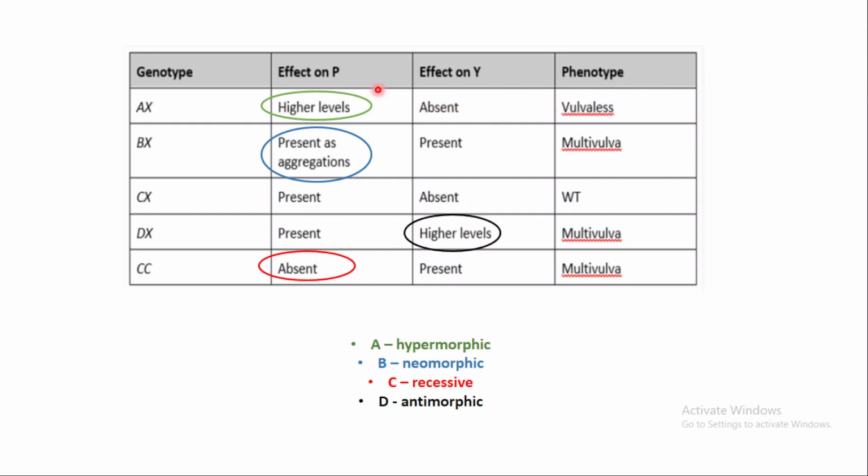Because we have higher levels of P, if you remember the relationship, gene X leads to P, P leads to inhibition on Y, and Y leads to phenotype, the vulva formation. So with higher levels of P, Y is inhibited more and there is no phenotype. No phenotype means no wild type phenotype. We have a mutant phenotype, the vulvaless. That's why A would be higher levels effect on P. A would be hypermorphic.